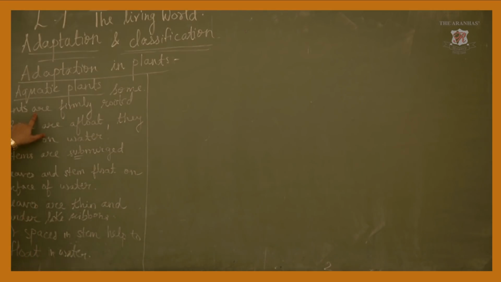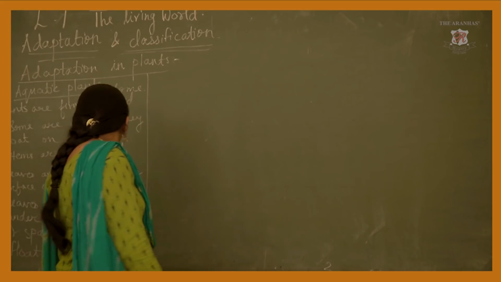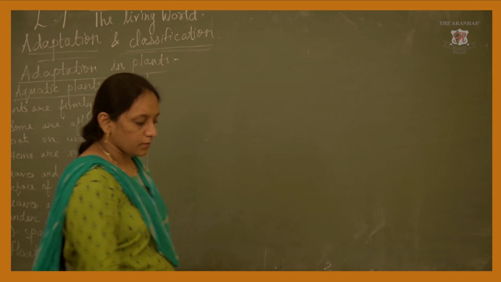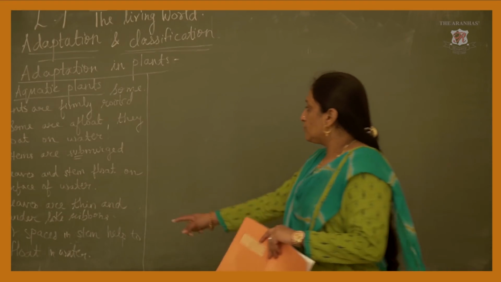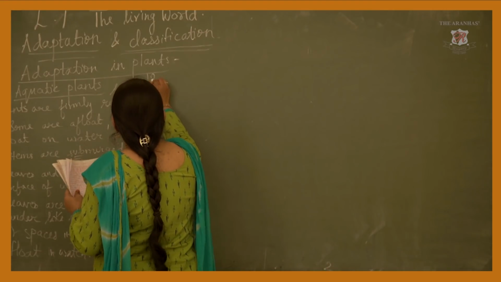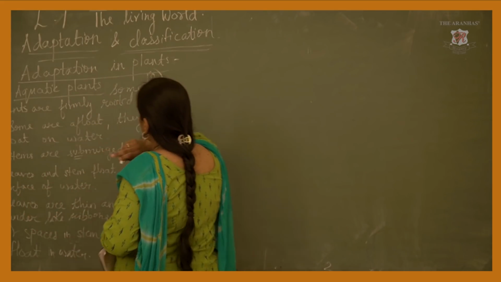First I will explain to you how the roots of these aquatic plants are. For example, I have given you lotus. Lotus everyone has seen. They have roots. Some plants have roots which are firmly stuck in the soil. But some plants are afloat, meaning they can float from one place to another. Then the stems are submerged, half above the water, half below the water. Then leaves and stems of this plant float on the surface of water. Then leaves are thin and slender like a ribbon, and the air spaces in the stem are there so that they can easily float on water. This was the first part, the adaptation in aquatic plants.